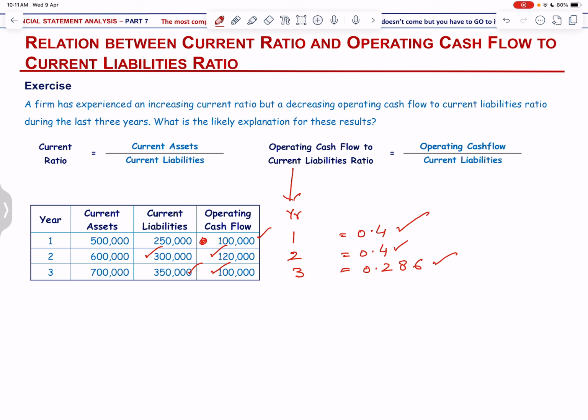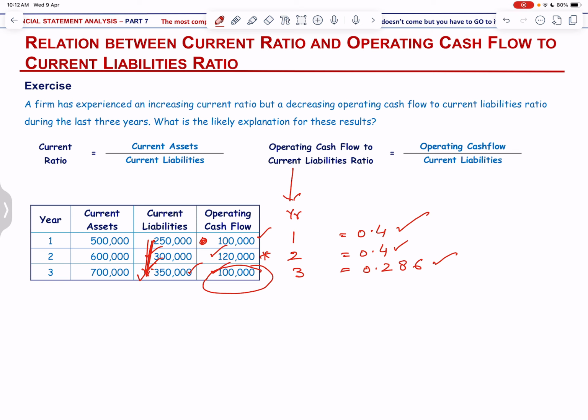Now, despite an increase in the operating cash flow in year number 2, this suggests that although operating cash flow grew slightly in year number 2, the growth in current liabilities is increasing by 50,000 each year, and this has outpaced the operating cash flow growth. In year number 3, you can see that the operating cash flow actually decreased while the current liabilities continue to rise, which led to the decline in the ratio.